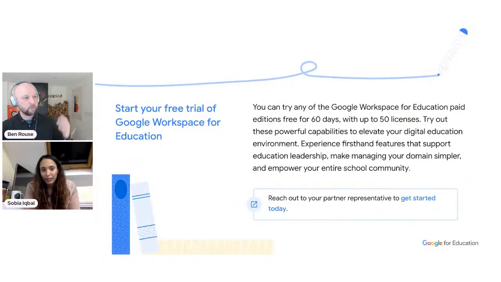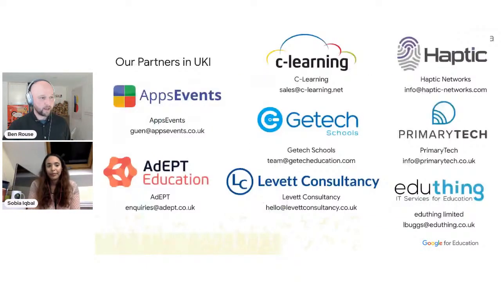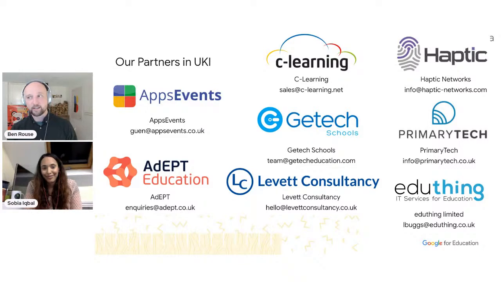But most importantly, if you want to reach out for a trial, you can get started today or you can set it up to start on your return in January. Any of these partners will be more than happy to set you up with a free 60-day, 50 license, no obligation trial. You're not putting any payment details in, you're not committing to anything, but you can get set up on your Google Workspace domain with all of the features that you've seen over these 5 webinars.